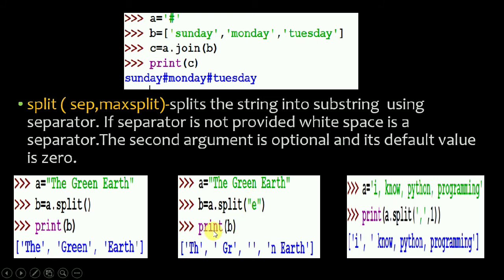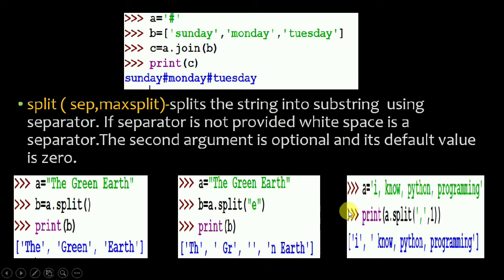And when we say the statement print B, how will it split? TH E is coming, here it will split. So TH will be taken as one substring, then GR as one, because E has come after this. GR will come as the second substring, then EE will not be written because that is split, so there it will take one space, and then we have N and earth, N space earth, that will be taken as a separate substring.